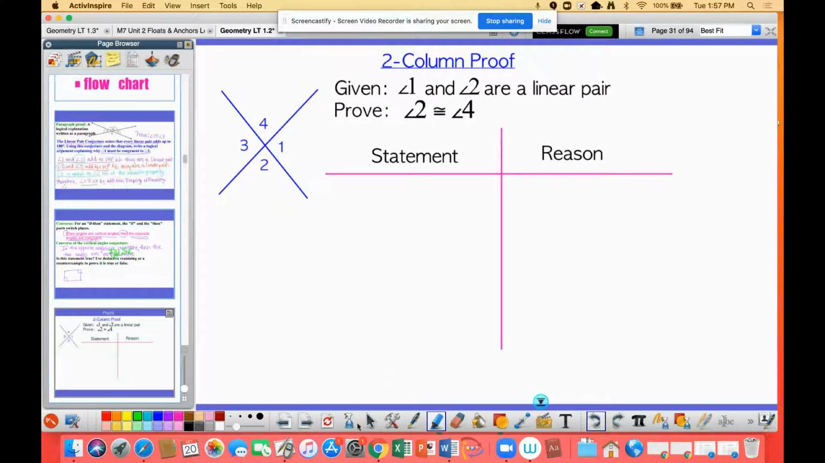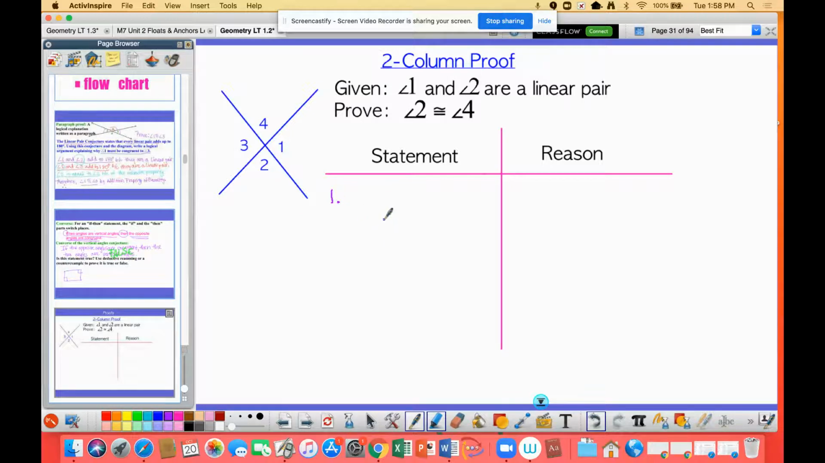Okay, back to proofs. So now we're going to look at a two-column proof. For the two-column proof, notice that we have a given statement, and this one says that angle 1 and 2 are a linear pair. And then our prove statement is to prove that angle 2 is congruent to angle 4. You need to draw a T-chart. On the left side, you write your statement, and on the right side, you write your reason. And it is very helpful if you number these as you go so you can see what goes with what.